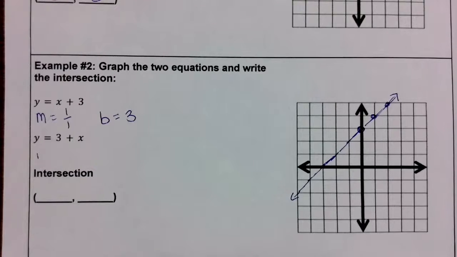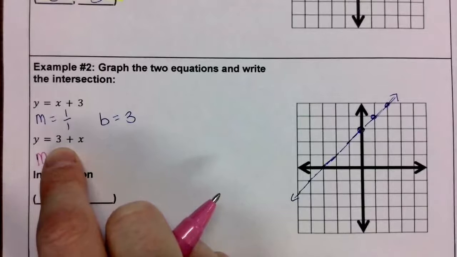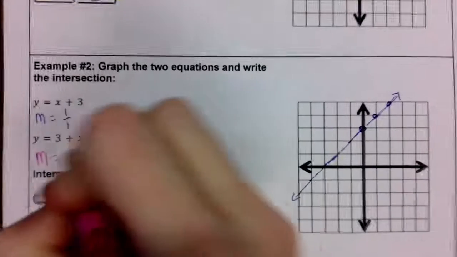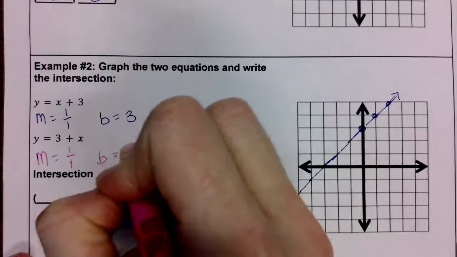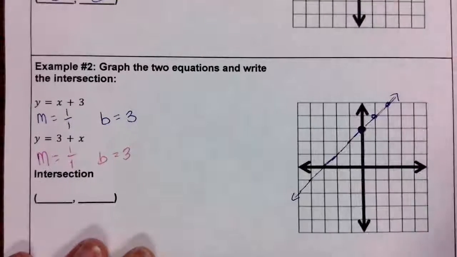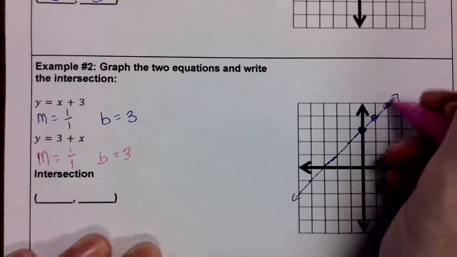All right. Now we are going to do the same thing for the second one. What is our m? It is not 3 because that's not the number with x. Remember, x is always our slope. So it would be 1 over 1, and our b is 3. So we are going to plot our b here, up 1 over 1, up 1 over 1.